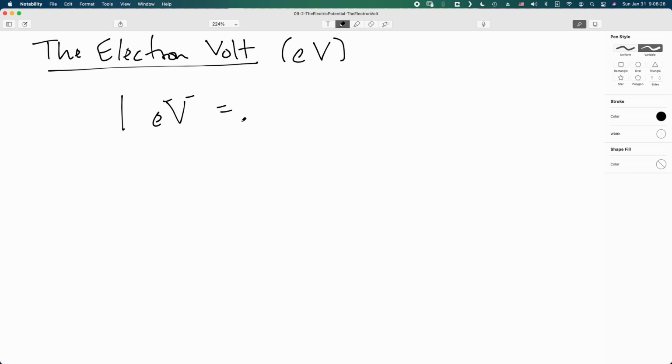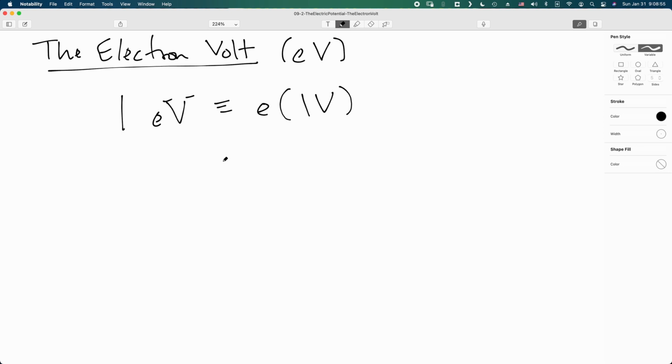Now this e here is the fundamental quantum of charge, times 1 volt. The reason this is a bit of a misnomer is we should really be calling it something like the fundamental quantum of charge volt, because after all, the charge on the electron is minus e, but we don't do the minus sign. But it's literally just defined to be the quantum of charge times a volt.